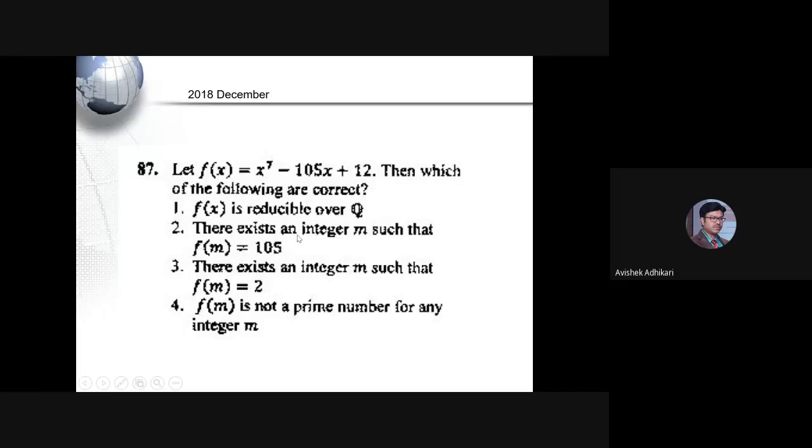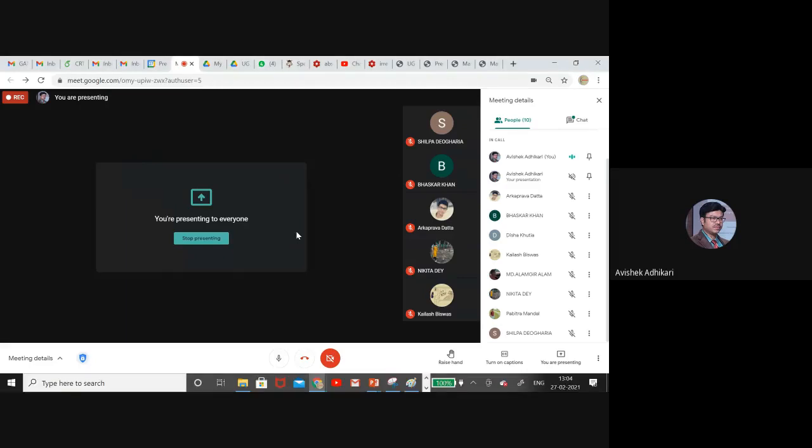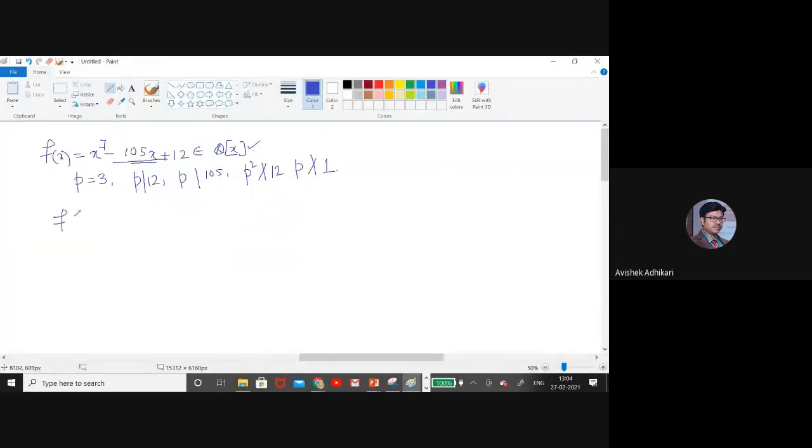What about the second one? The second one is basically you can write f(x) equal to x to the power 6 minus 105 plus 12. Now x could be either even or odd. If x is even, then this part is even plus even, so f(x) is even. Now if x is odd, then x to the power 6 is always odd, right? And this is odd minus odd, so that means this is even, so the whole thing is even.